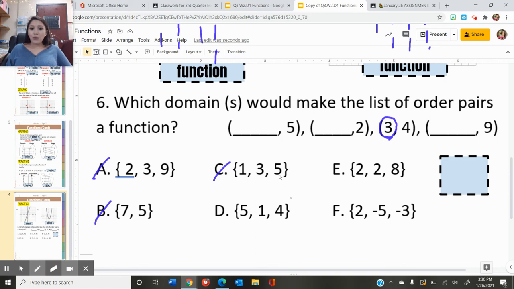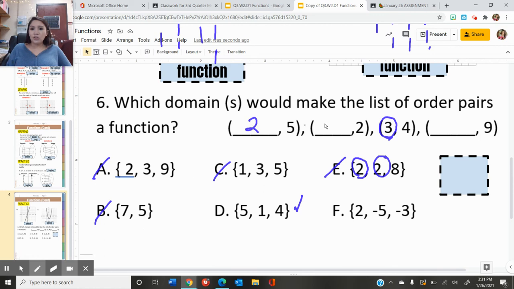Next, I have 5, 1, and 4. So if I were to put 5, 1, and 4, looking at my x values, I do not see any x values that repeat. So that could be one of the lists of ordered pairs that would make this a function. Now, if I were to look at E, just based on the answer choice alone, I see that I have a 2 and a 2. And if I were to write that in, I would have x values that repeat. So that's wrong. And then I have F.